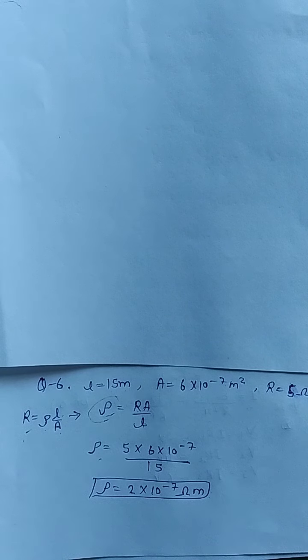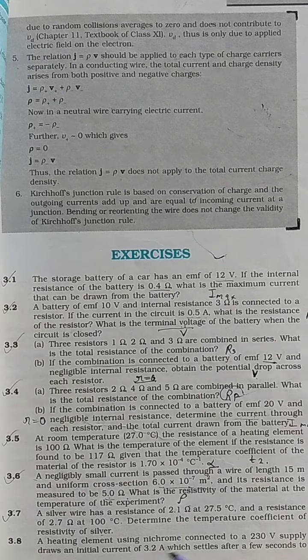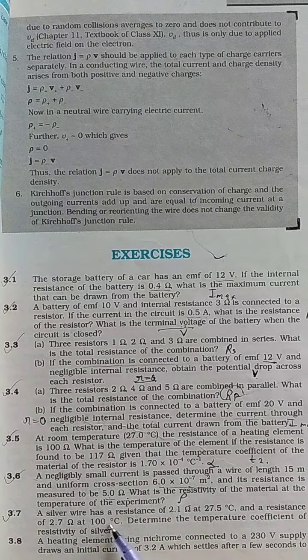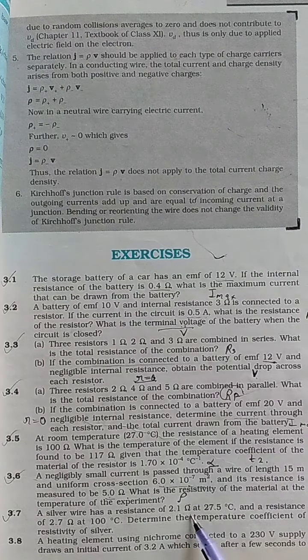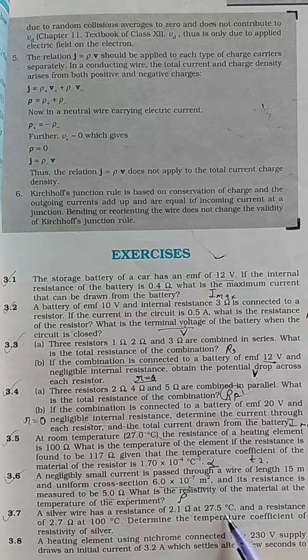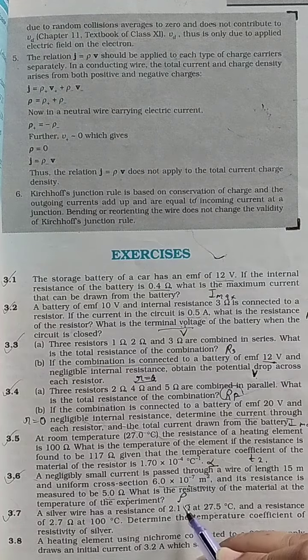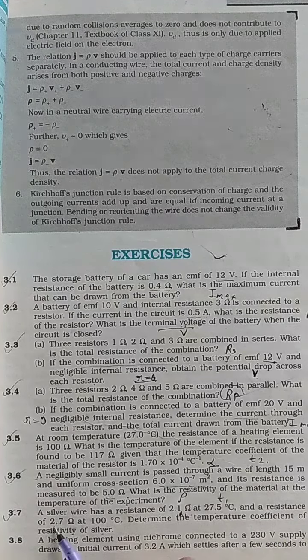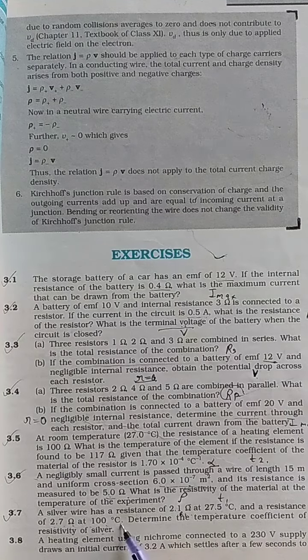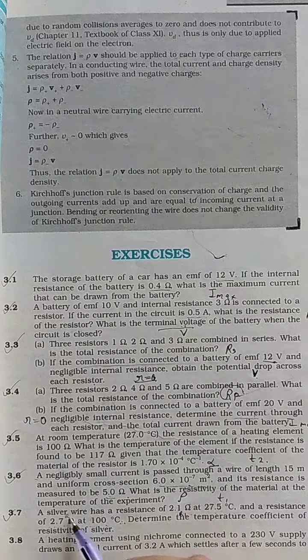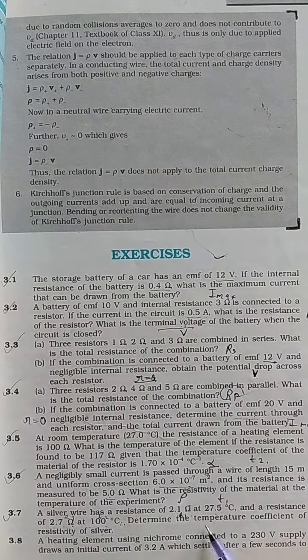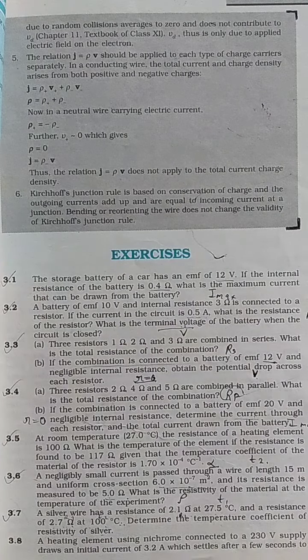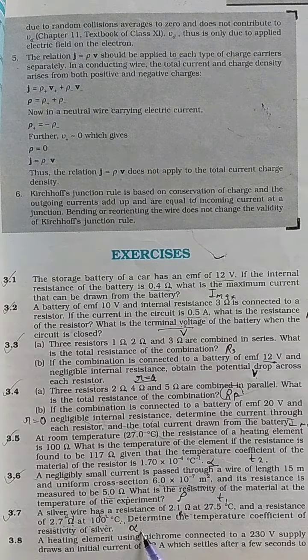Now going to our next question, that is the 7th question. The 7th question is: a silver wire has a resistance of 2.1 ohm at 27.5 degrees Celsius, this is the value of R1 at temperature T1, and a resistance of 2.7 ohm at 100 degrees Celsius, this is the value of R2 at temperature T2. We have to find out the temperature coefficient of the resistivity of silver. We have to find out the value of alpha.